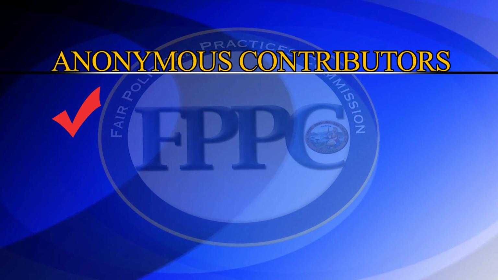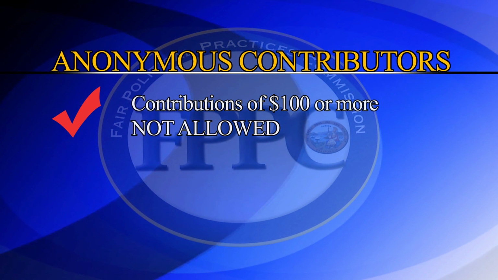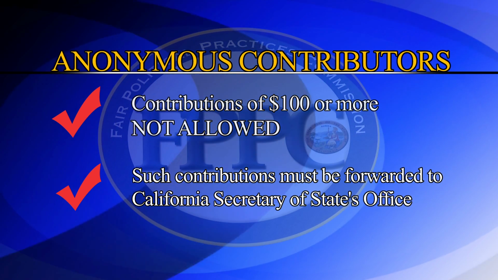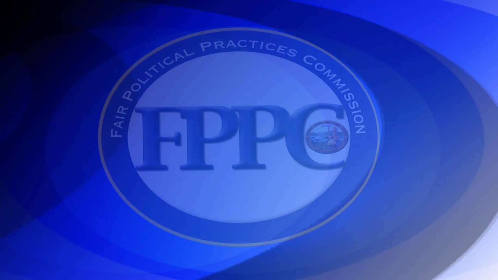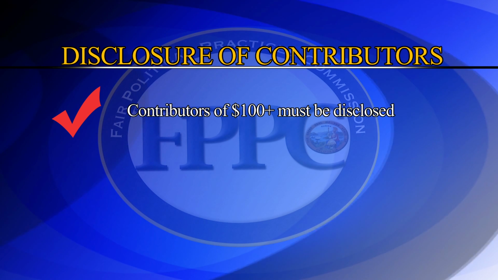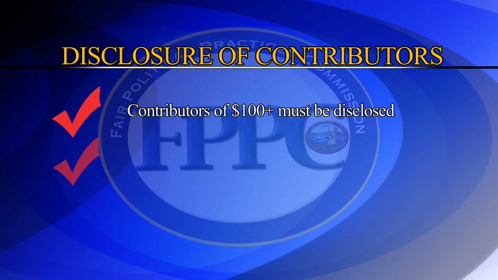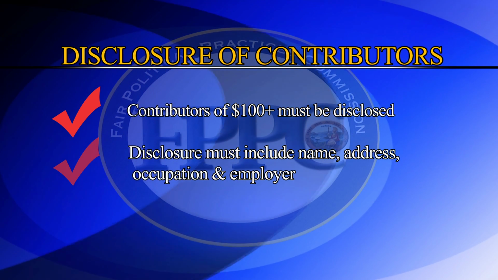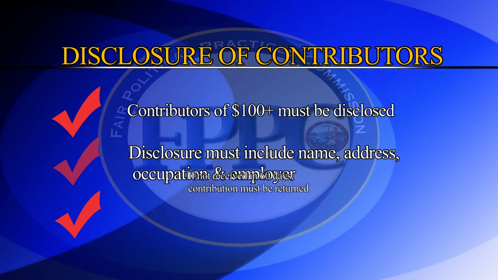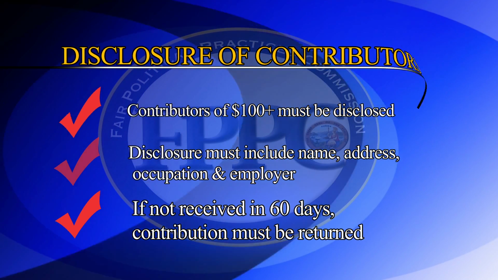Secondly, anonymous contributions of $100 or more are not allowed. If your campaign receives such a contribution from an unknown source, it too must be forwarded to the Secretary of State's office. That means for all contributions totaling $100 or more from the same source, including loans and gifts, you must disclose 4 pieces of information: the contributor's name, address, occupation, and employer. If this information is not received within 60 days of the contribution, then that contribution must be returned.